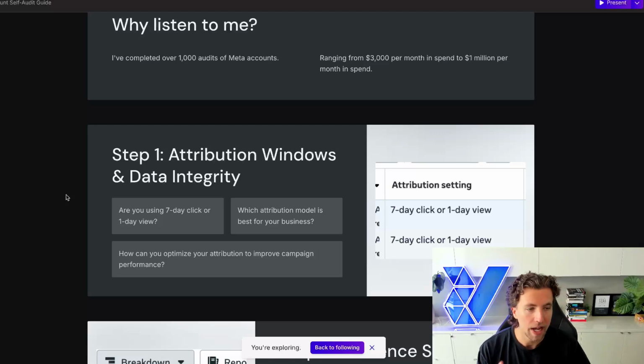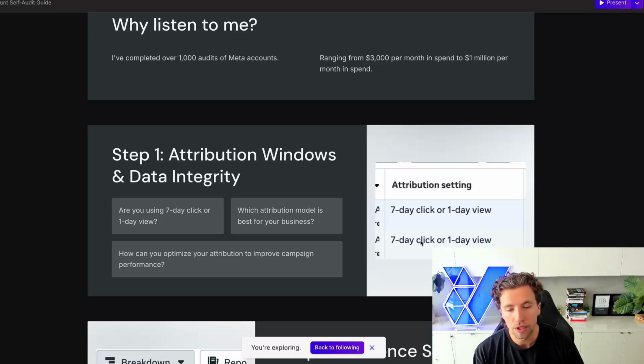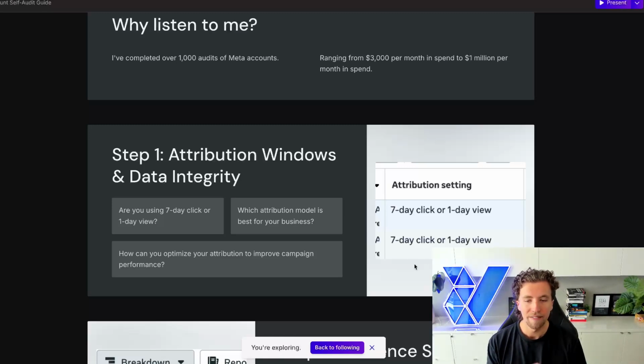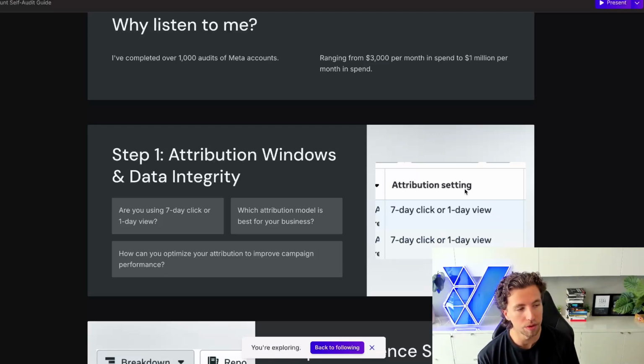Step number 1, attribution windows. Go into your account, click on columns, click on customize columns, add in attribution setting. You want to look at what attribution setting you're using on campaigns. For 97% of the people watching this, you want to be using just 7-day click. You do not want view-through conversions here.